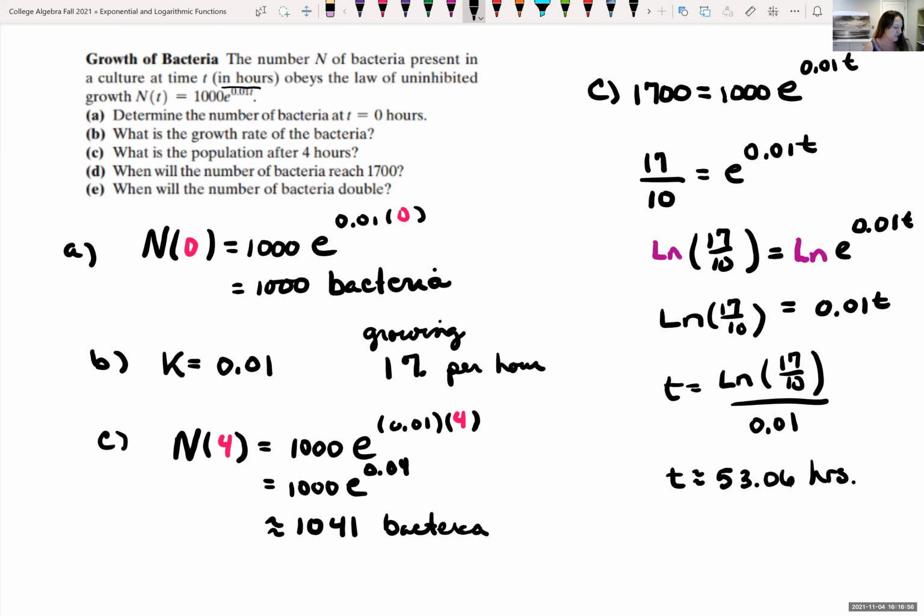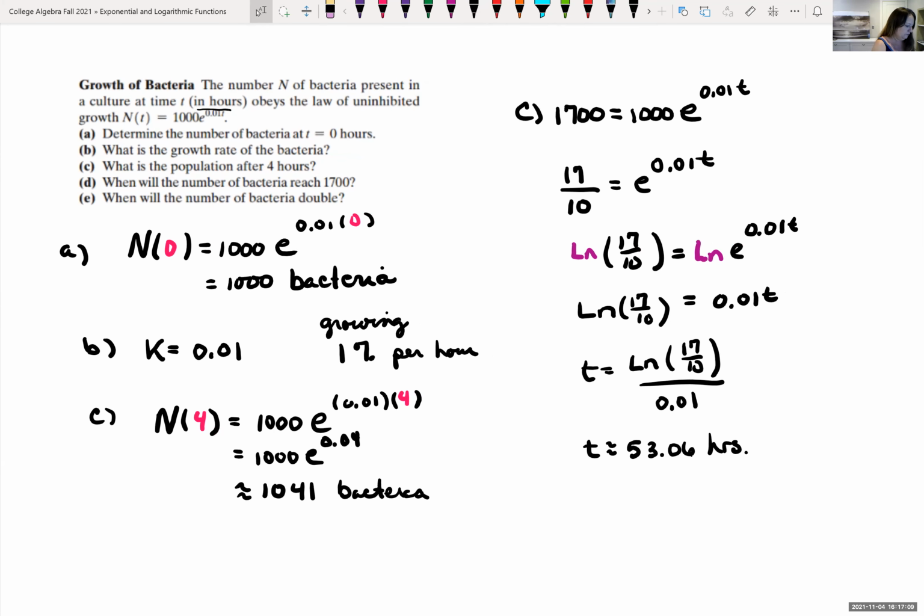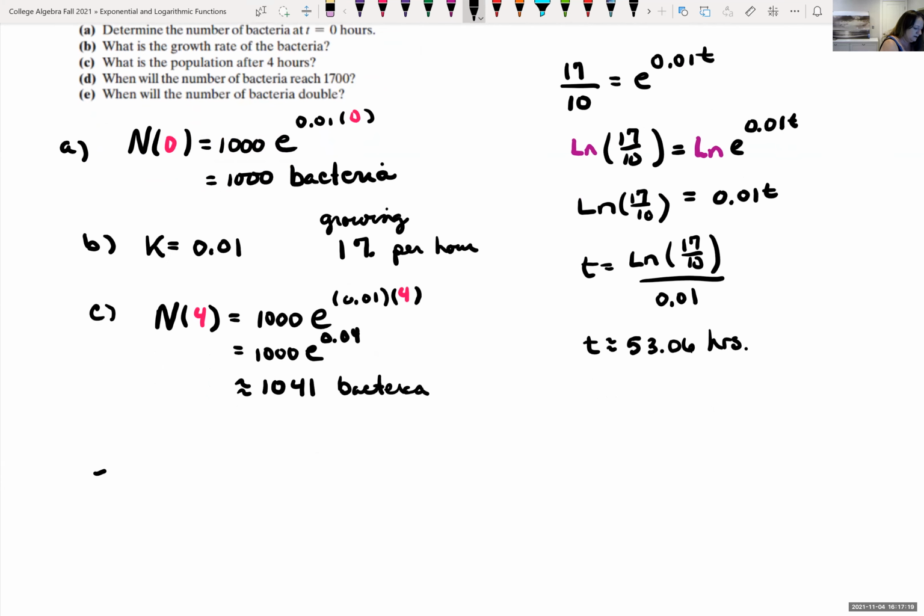And then the last question is, when will the number of bacteria double? Well, if we started with 1,000, when it doubles, that tells me that I'm going to have 2,000. I was a little confused because I had C up here, but that was D. E is population double, so that is 2,000 equals our initial population of 1,000 E raised to the 0.01. And again, we're trying to find out what T is.